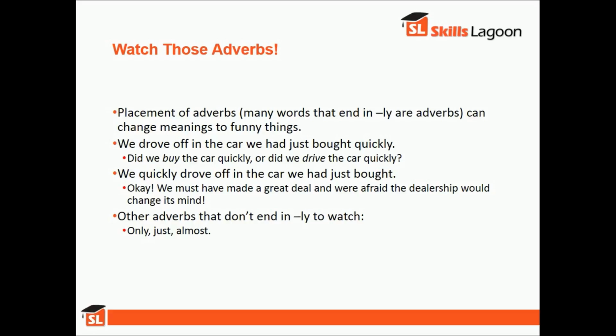Look at this example. We drove off in the car we had just bought quickly. This is ambiguous because it does not indicate whether we drove off quickly or we bought the car quickly. Now the correct formation is: we quickly drove off in the car we had just bought. So this makes sense. It says that what was done quickly was the driving off in the car and not the buying of the car.